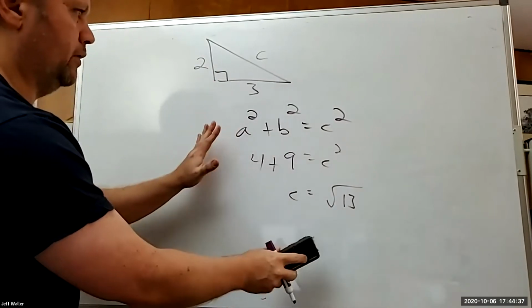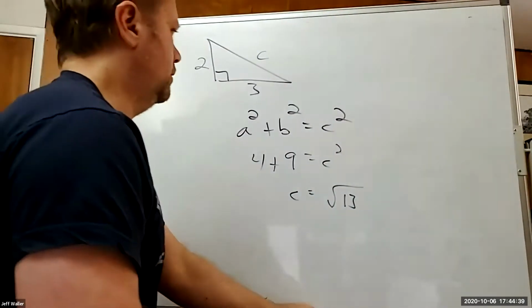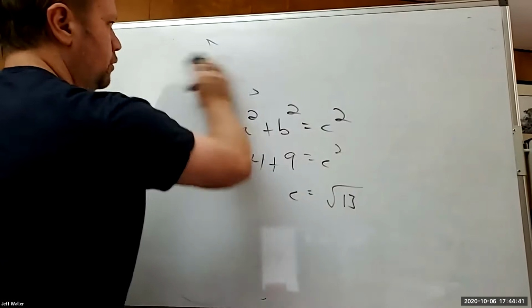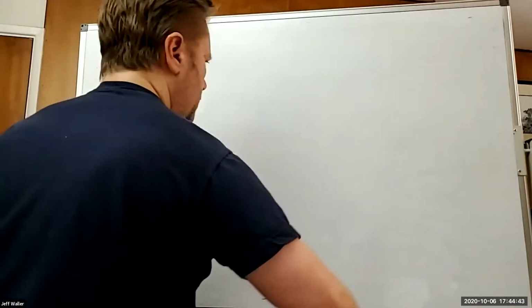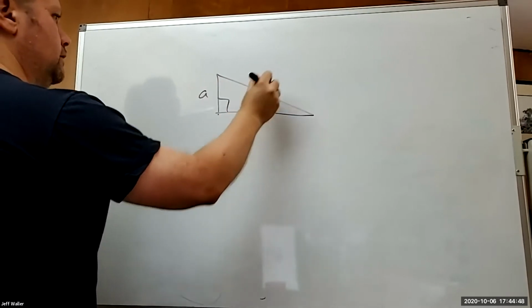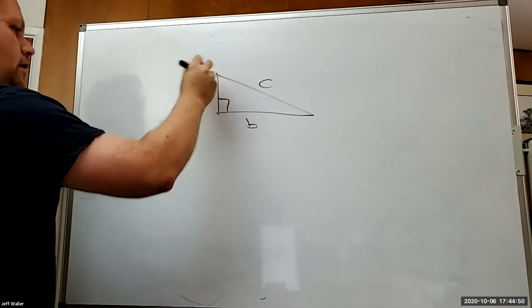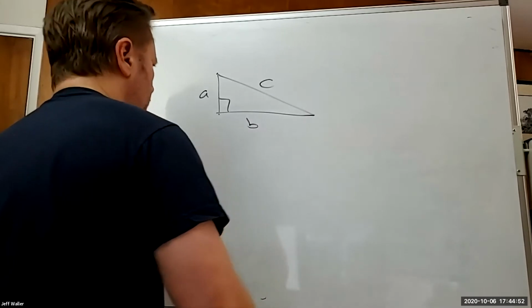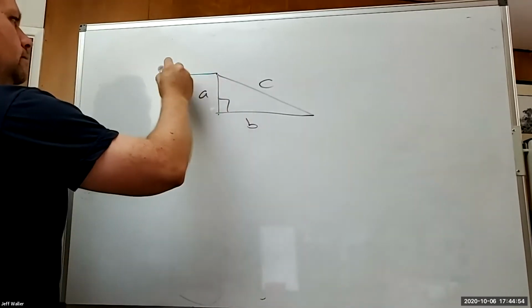So that's good old Pythagorean theorem. Let me draw, I'm just going to erase this. Let me make a general right triangle with sides A, B, C. If I draw a square off the edge of the triangle like this.